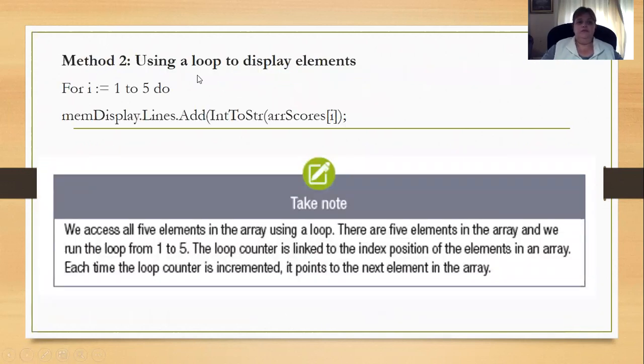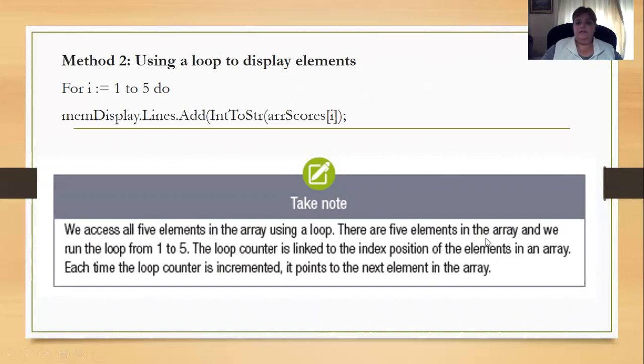Method 2 would be to use your loop. In this instance, we are going to use a for loop. So I'm saying for i assign 1 to 5. Now, why did I say 1 to 5? Because there were 5 elements. And then instead of having 1, 2, 3, 4, 5 underneath here, I'm declaring everything to i. So mem_display.lines.add IntToStr my array scores index i. Whichever number between 1 and 5 that I'm going to use, I will define it as i. We access all 5 elements in the array using a loop.